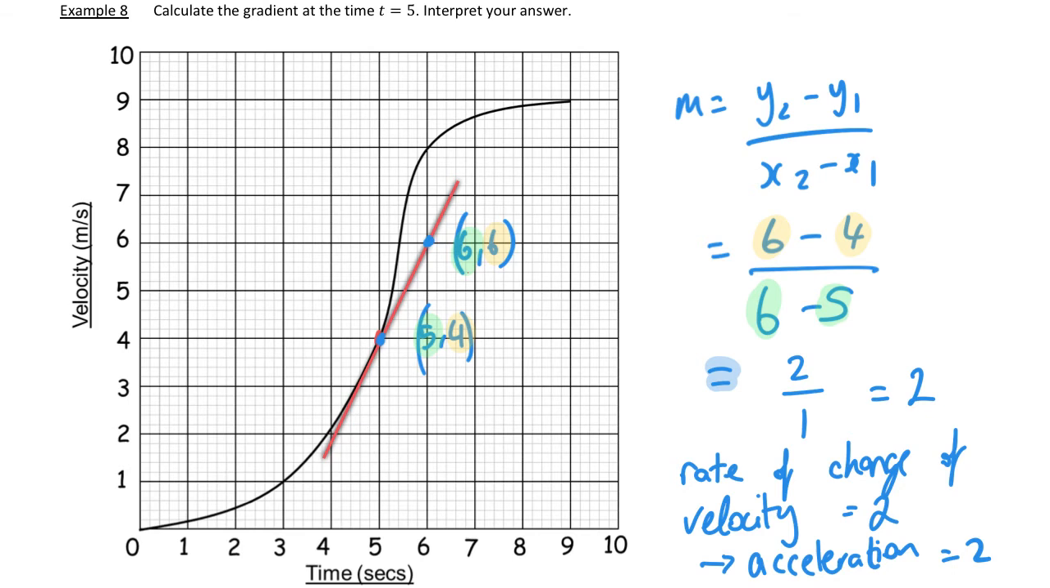But what we know is, because it's positive, that it's increasing as well. So the rate of change of velocity is 2, which is an increase, and for this example the implication is that there is an acceleration taking place of 2.